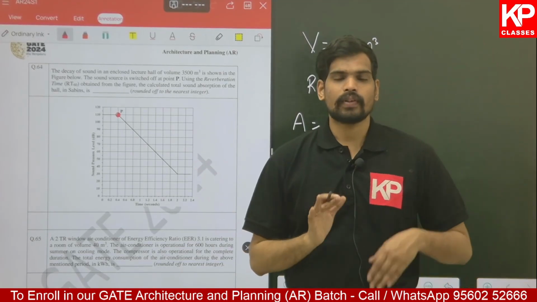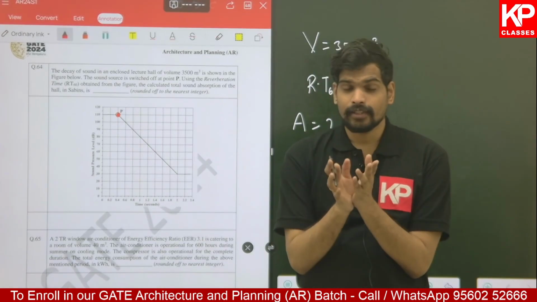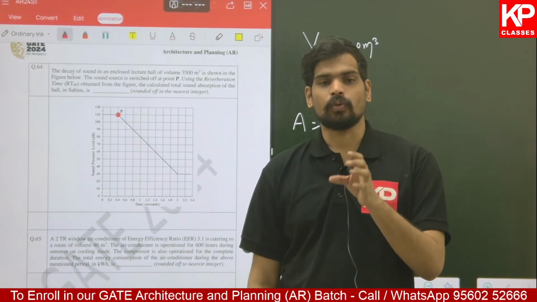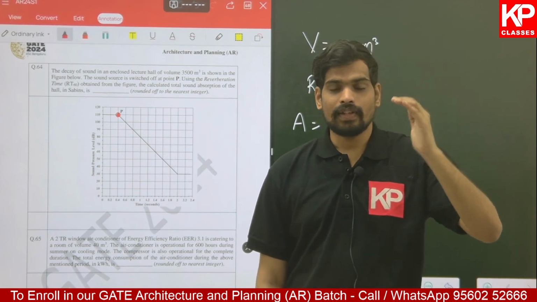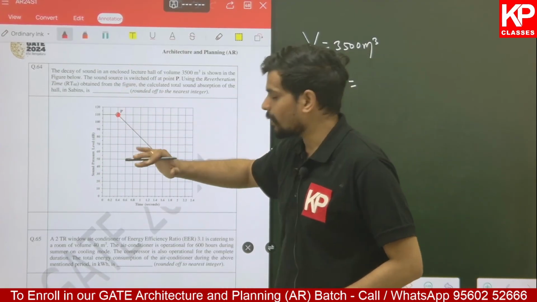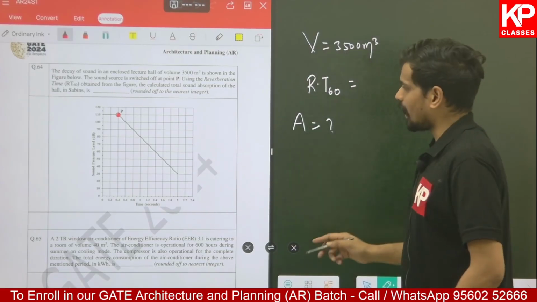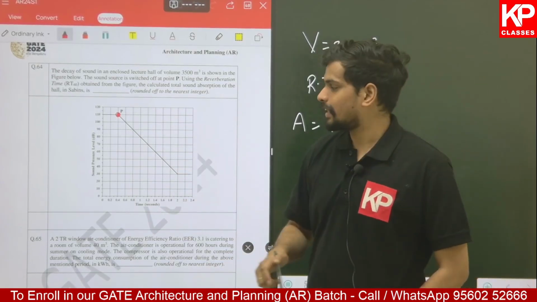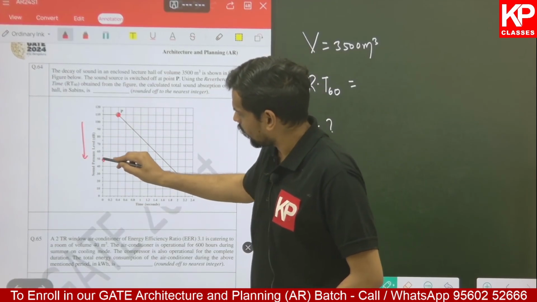What is the definition of reverberation time? RT60 is defined as the time taken for a sound to decay by 60 decibel from its original level after the source has been stopped. After the source has stopped, it should fall. How much time is it taking for it to fall by 60 decibel? So if the original level is 110, if it is falling by 60 decibel, where will it reach? It will reach 50 decibels.